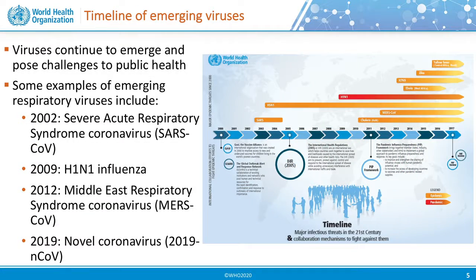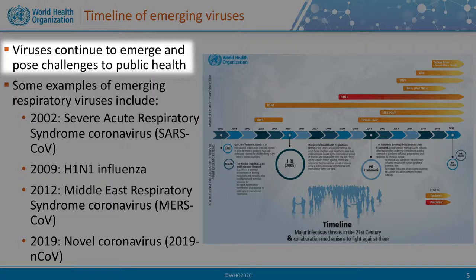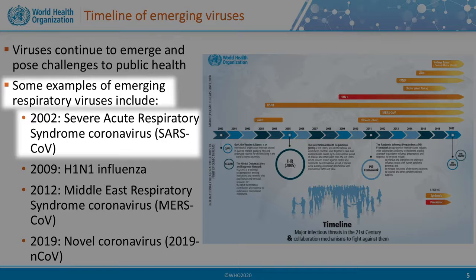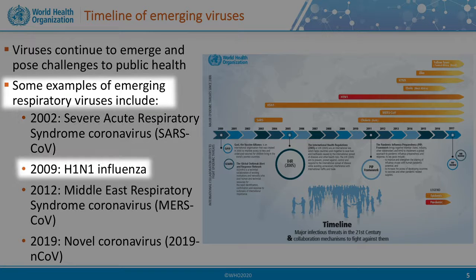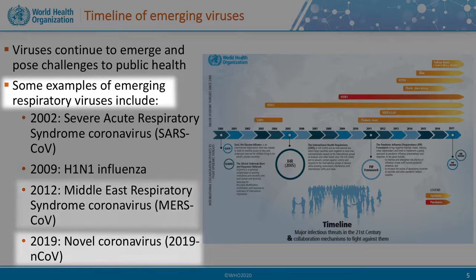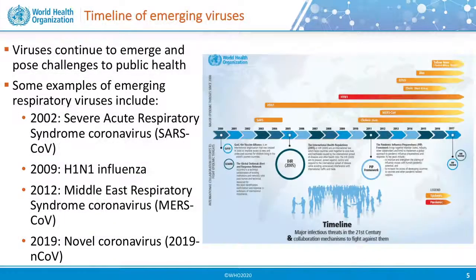If we look at the timeline of emerging viruses over the last several decades, we know that viruses continue to emerge and they pose challenges to public health. Some of these examples are severe acute respiratory syndrome coronavirus, which emerged in 2002 in China, the 2009 H1N1 influenza, which turned out to be a pandemic, the 2012 Middle East respiratory syndrome coronavirus, which first emerged in Saudi Arabia, and now we have a novel coronavirus, the 2019 novel coronavirus, which emerged in China in 2019.